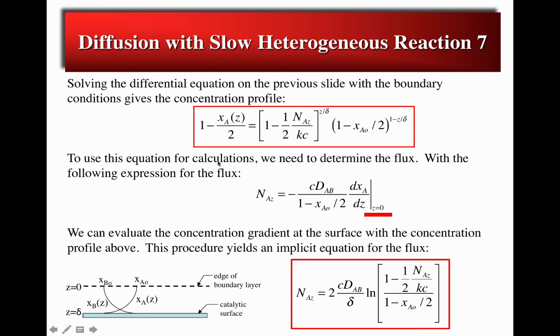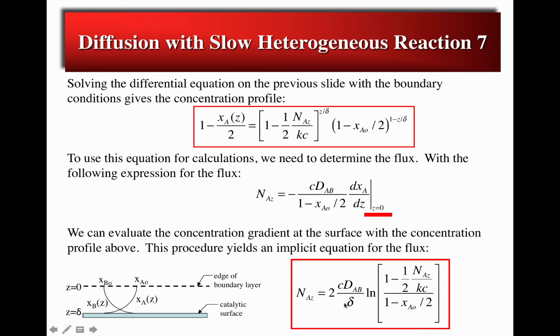And to use it for practical calculations, we have to determine the flux. The flux of A we're going to get at the edge of the boundary layer, because that's where we're going to try to connect it up with the mass balance on the overall reactor. And so I'm going to be evaluating that at Z equals 0, and I can use this expression to calculate this derivative, and you should verify that this is a result. It's an implicit relationship now for the flux. The flux appears on both sides of this equation.